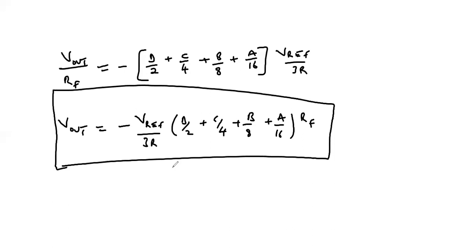And that is the construction and operation of the R2R ladder network DAC. That brings us to the end of our discussion of the digital to analog converters. We've discussed the weighted resistor DAC, the modified resistor DAC, and the R2R ladder network DAC.